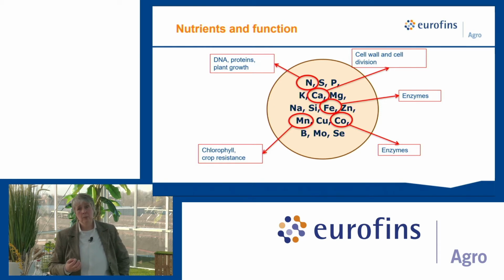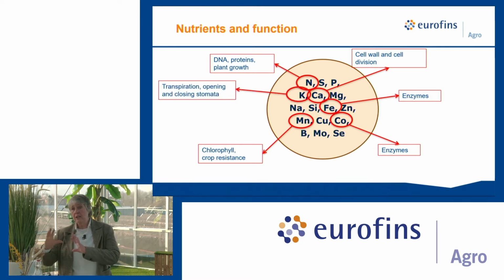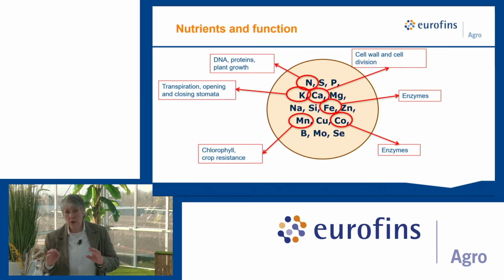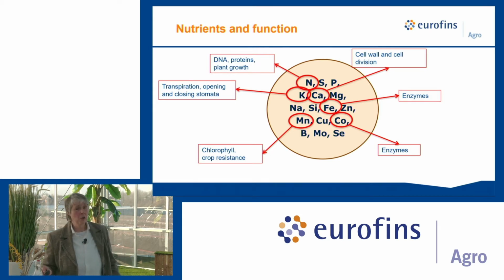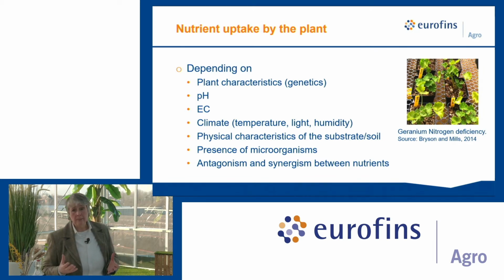Calcium, important for cell wall, cell divisions. And as last, potassium. Potassium makes sure that stomata in the leaf can open and close. So it's important, it regulates the transpiration of the plant. So these nutrients all have their functions, and it's therefore important that you supply them all in the correct amount. And then the plant needs to take it up.